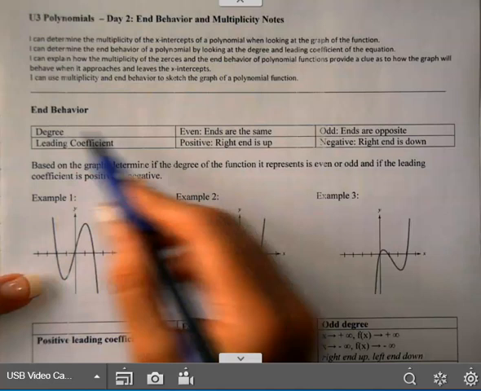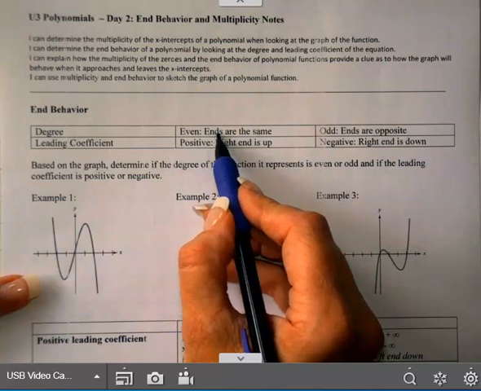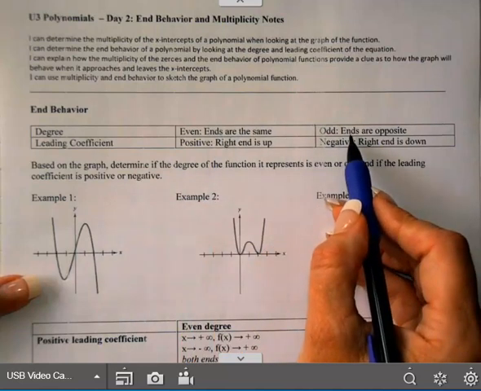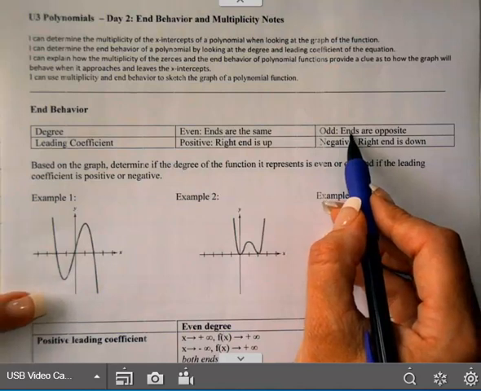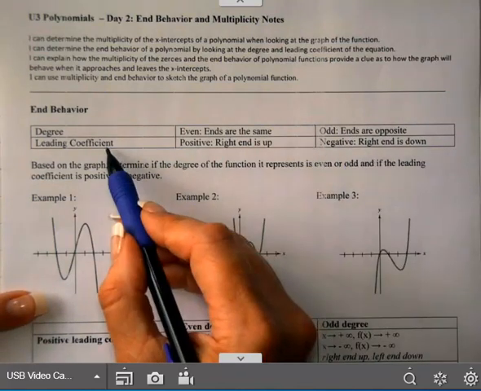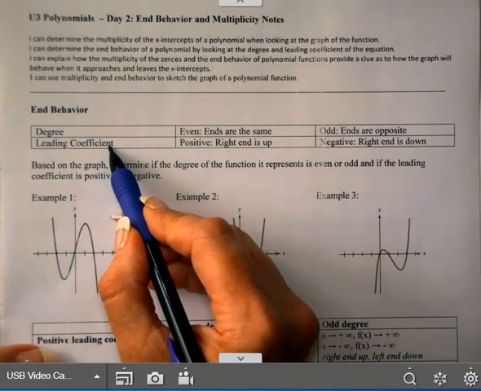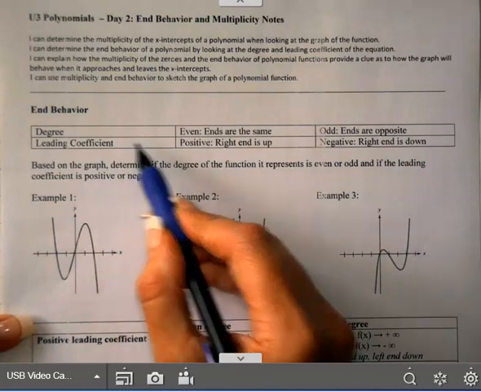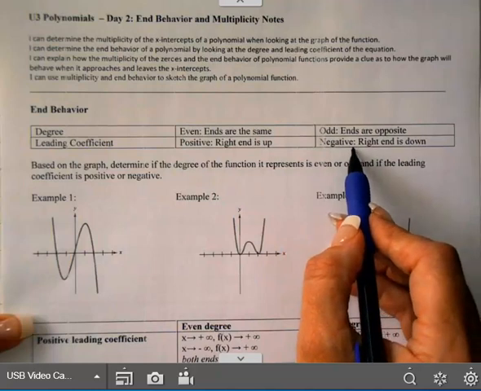If the degree is even, so you're looking at just your leading term, if that leading term is even, the ends will go the same direction. And if your leading term is odd, the ends will go opposite directions. The leading coefficient, so the number in front of that highest exponent, if it's positive, the right end is up, and if it's negative, the right end is down.